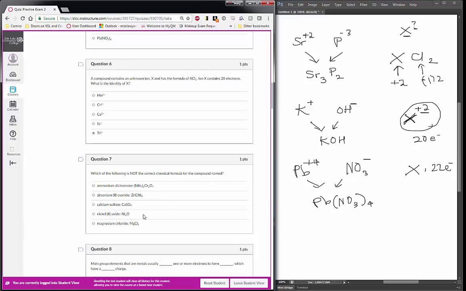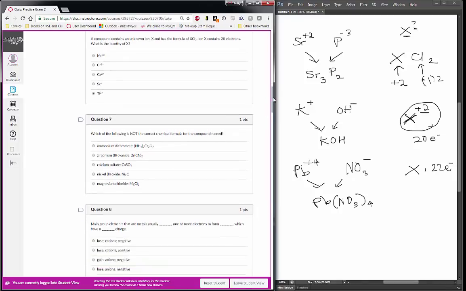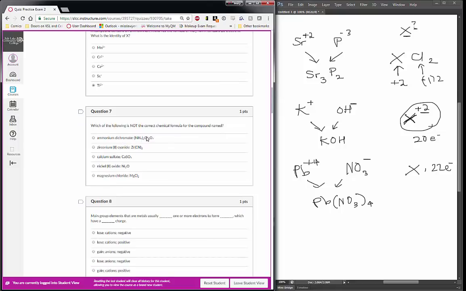Next, question 7. This makes you put together all of your nomenclature information because you have to either name all of these and then compare them to the names that were given, or come up with formulas for all of these and then compare them to the formulas that were given and figure out which one is not correct. All right, so I'm going to name these ones because I think that's going to be easier than putting it together.